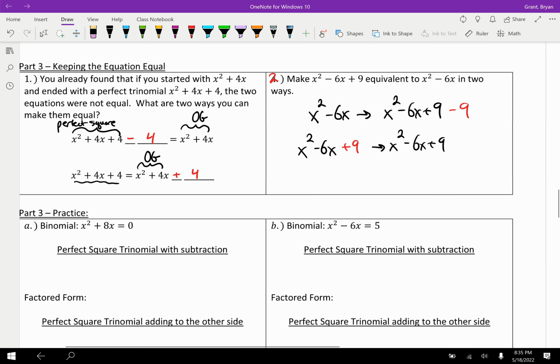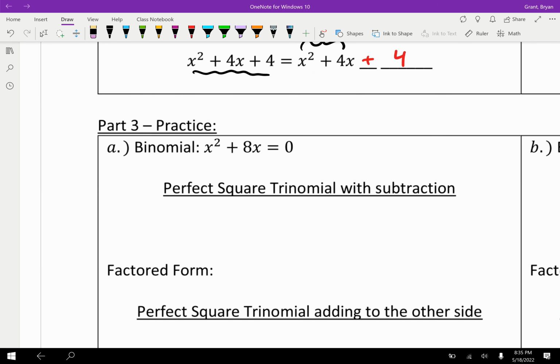Okay, so let's practice. If we have x squared plus 8x, let's first make it a perfect square trinomial. And let's do it with subtraction. So this means I'm going to have x squared plus 8x plus something. Okay, now the plus something is always about the b, so we need to do half of 8 and then square it.